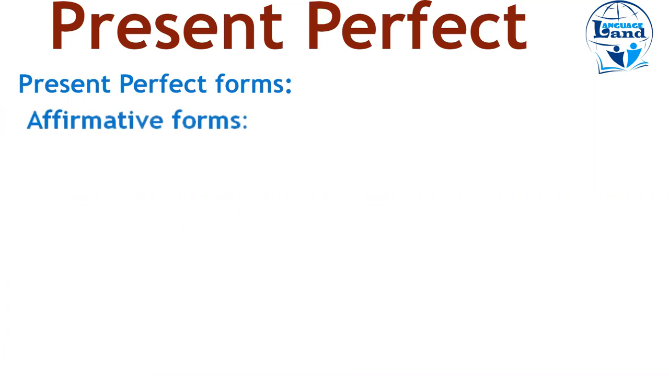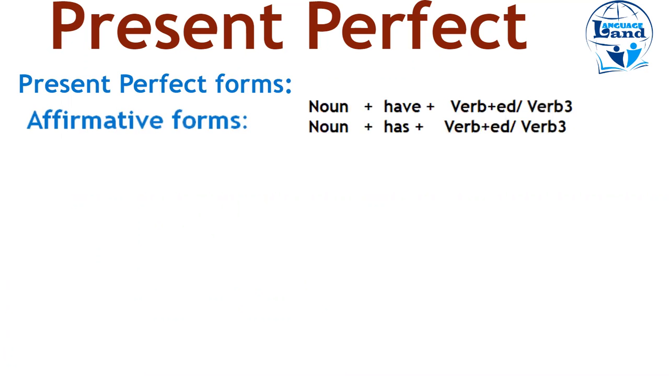In the affirmative or positive sentences, we use subject plus the auxiliary verb have or has and the main verb: if it's regular, with the ending d or ed; if it's irregular, the past participle, the third column of the irregular verbs. For example, I have already cooked dinner.